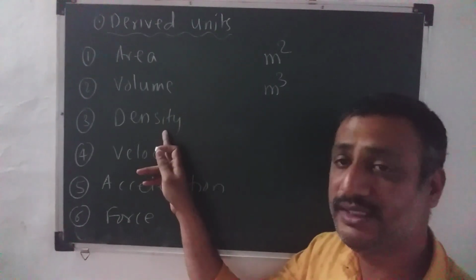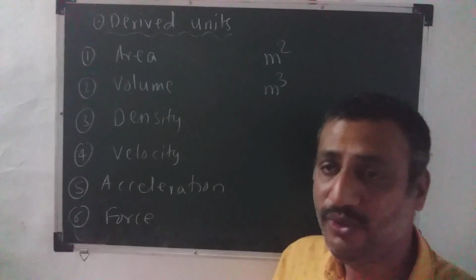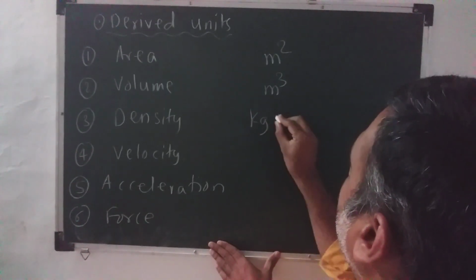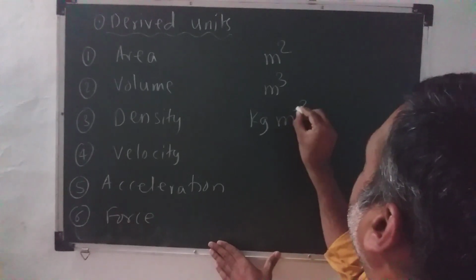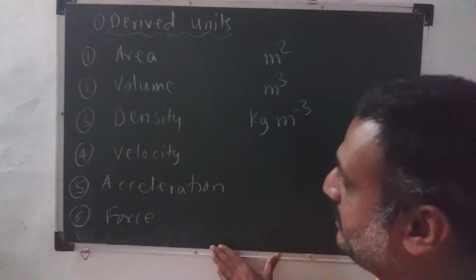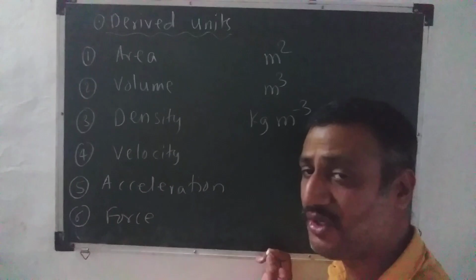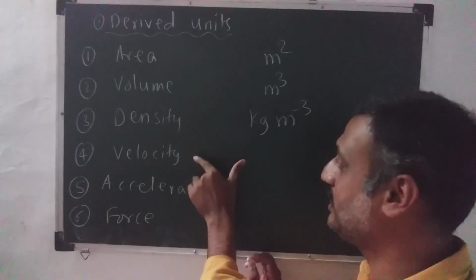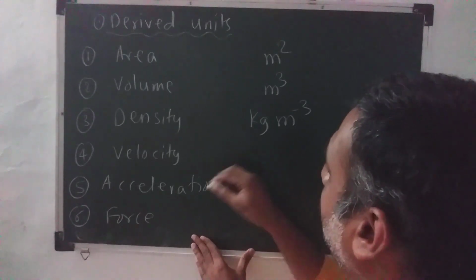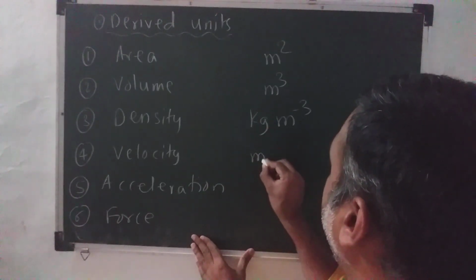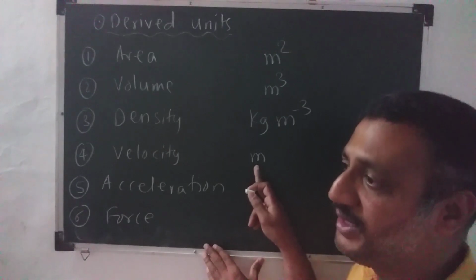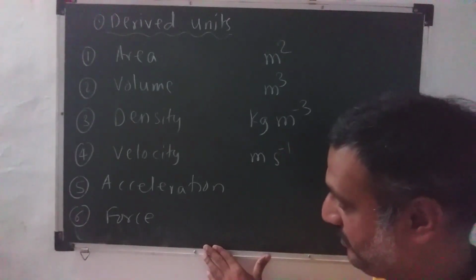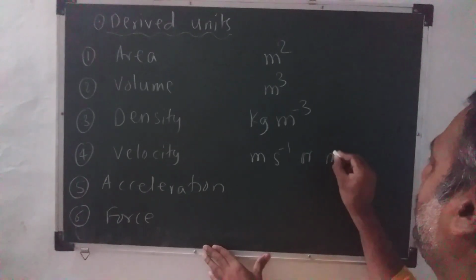Density, what is the formula of density? Mass upon volume. Mass is measured in kilogram, volume is measured in meter cube. So kg meter raised to minus 3. What is the formula of velocity? Distance traveled per unit time. Distance is nothing but the length, and that is measured in meter, and time in second, per unit time, that's why second raised to minus 1. It can be written like this also, meter per second.